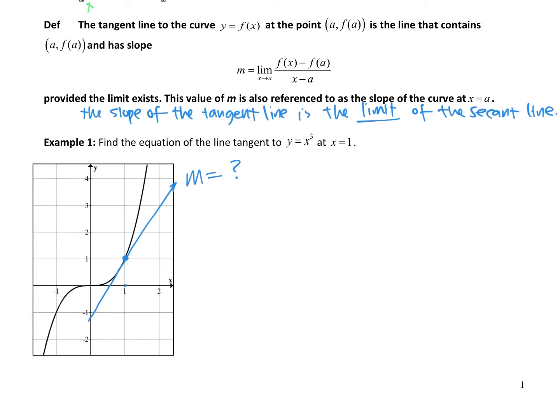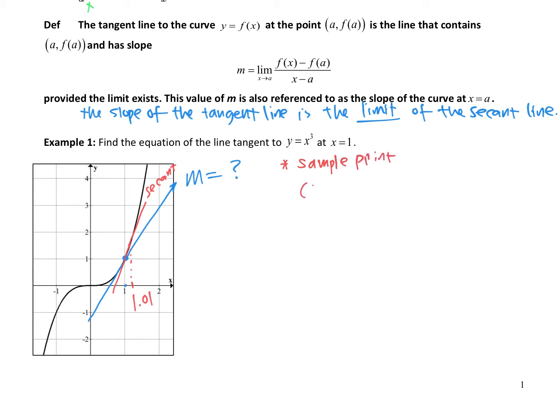Again, the slope of the tangent line is the limit of the slope of the secant line. But here, let me just play around a little bit. Let's look at sample points. So I'm going to put 1.01. I'm going to look at the red line, which is one of the secant lines, right? Here I'm just plugging in some random points to try to estimate what the slope of the tangent line is going to be. So this is my sample point.